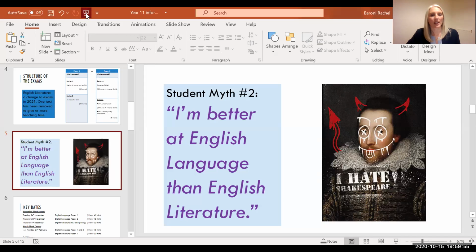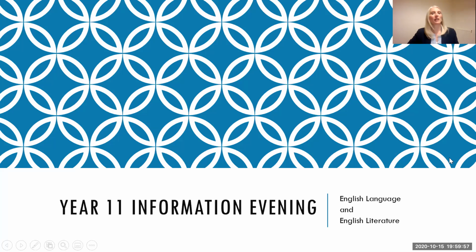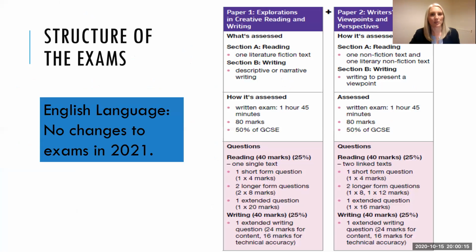So the first thing to say about English is that students will get two GCSEs out of their English study, which is GCSE English Language and GCSE English Literature. They're two completely separate GCSEs and they will be awarded two separate grades at the end. So I'm going to start by dealing with GCSE English Language first.